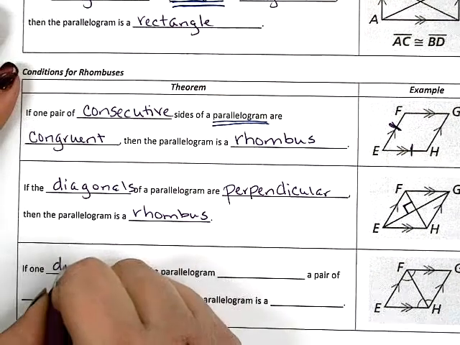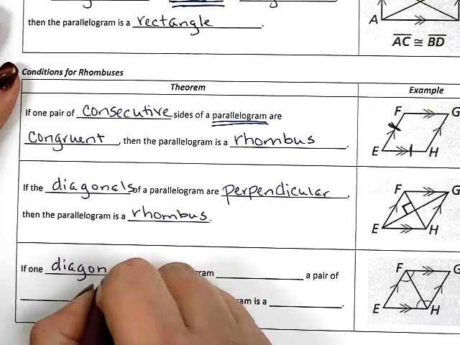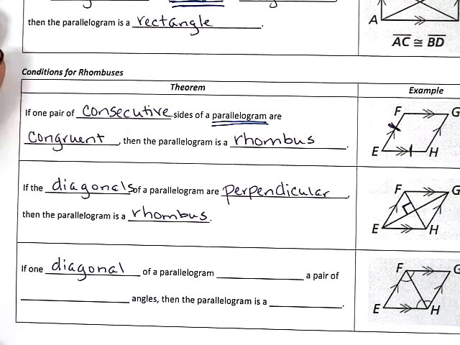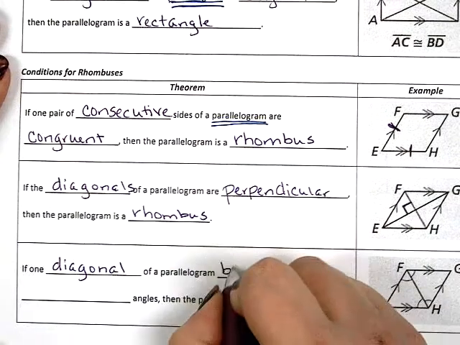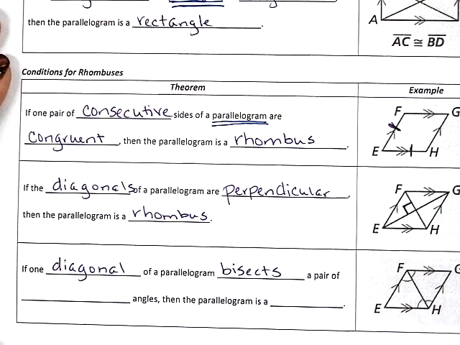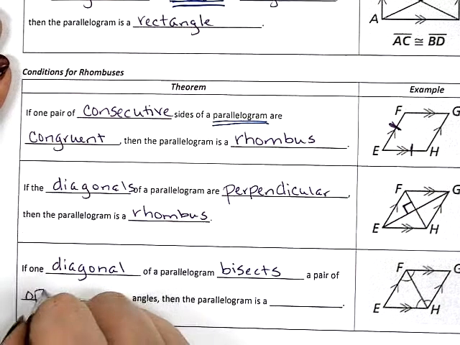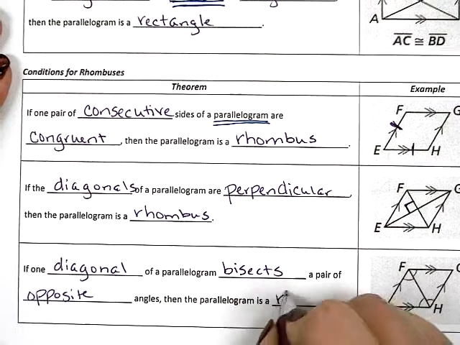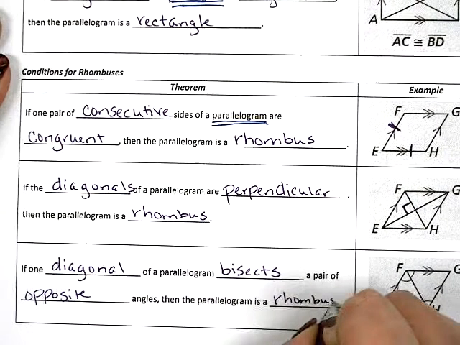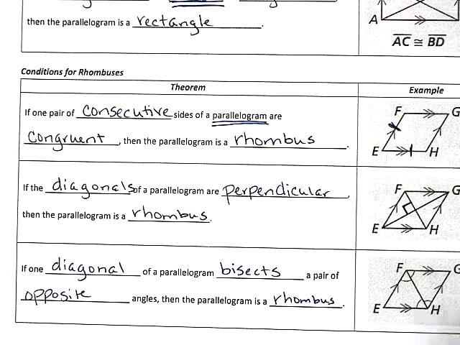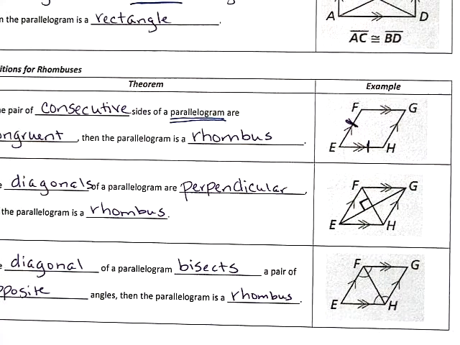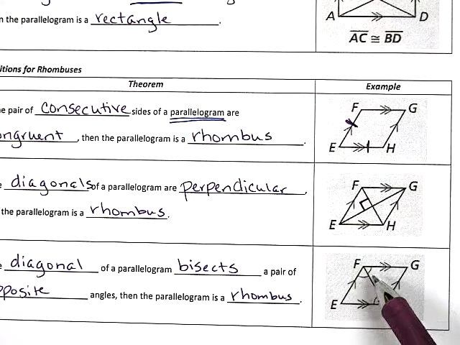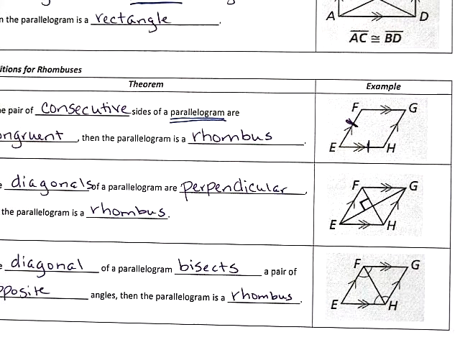Okay. Last one, if one diagonal of a parallelogram bisects a pair of opposite angles, then the parallelogram is a rhombus. Okay, so when we look at this picture here, we've got that these two angles are marked congruent, these two angles are marked congruent, so we know for sure that that is a rhombus.